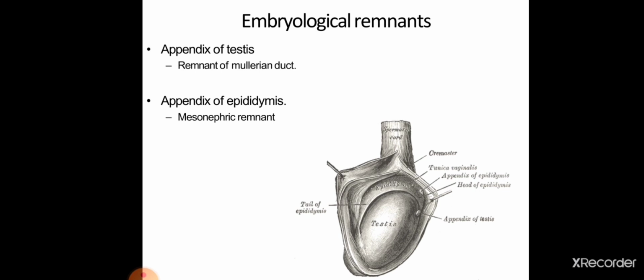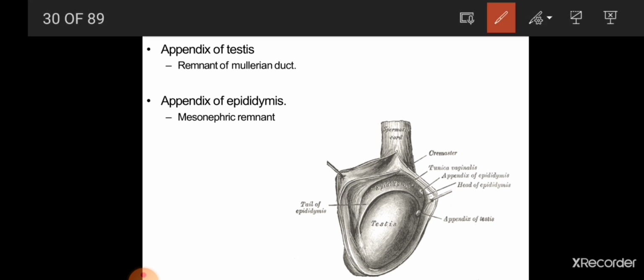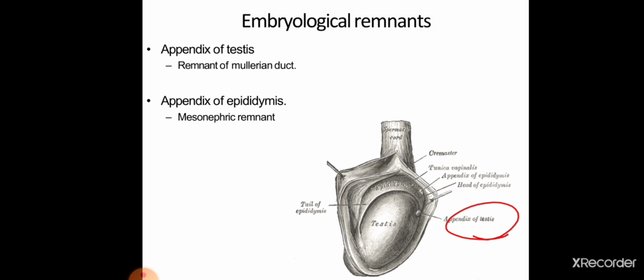Now the embryological remnants: the appendix of testis. Here we can see the appendix of testis. This is the remnant of the Mullerian duct. The Mullerian duct in females forms the uterus. In case of males, it degenerates and forms the appendix of testis.